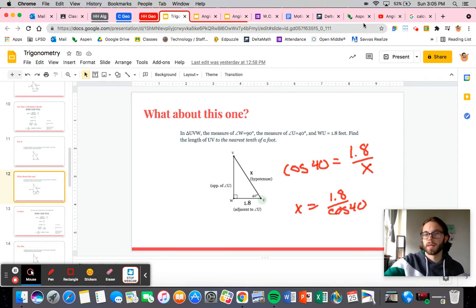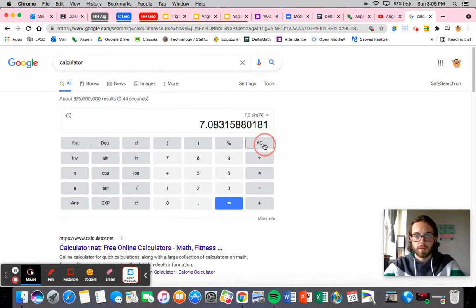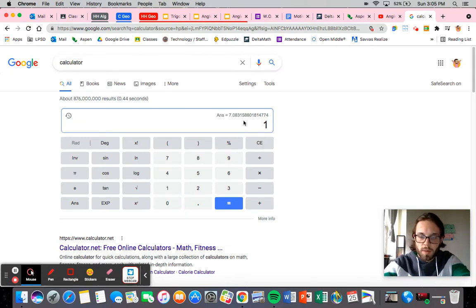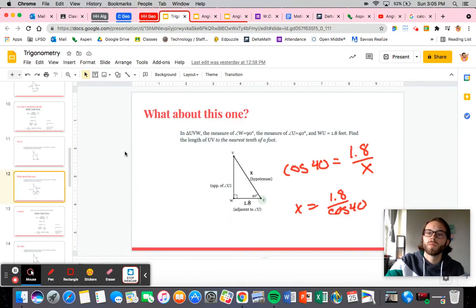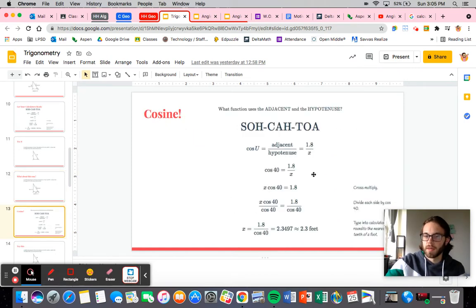Now again, you're going to go into your calculator, and you still will do the same thing. 1.8 divided by cosine 40. Make sure you are still in degree, and it is 2.3. So it is 2.3, which makes sense, right? 2.3 feet. All right.